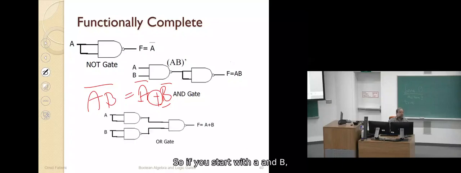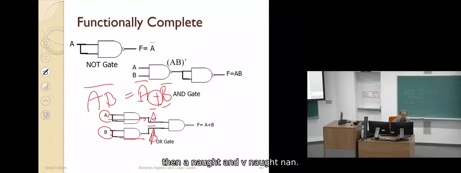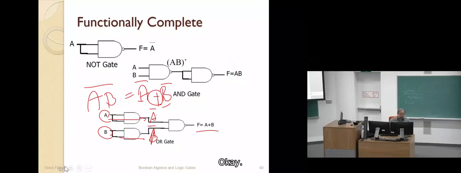Okay, so if you start with A and B, then both of them inverted. So here you have A naught and B naught. Then A naught and B naught NAND. So the result would be A plus B. For the first one, like AB negation. Like with AB negation, the last step.